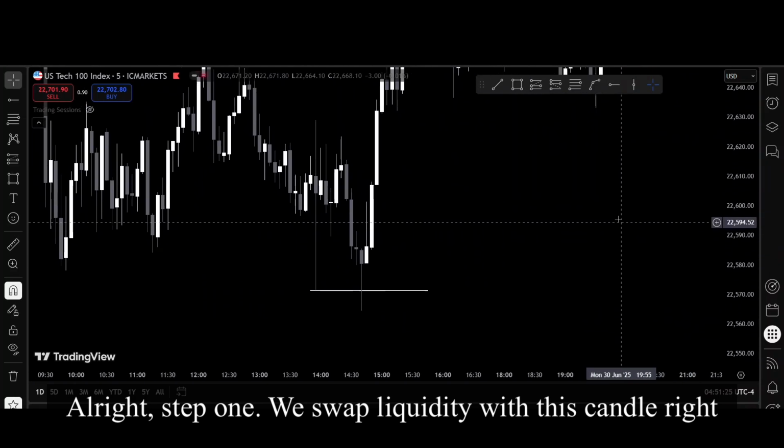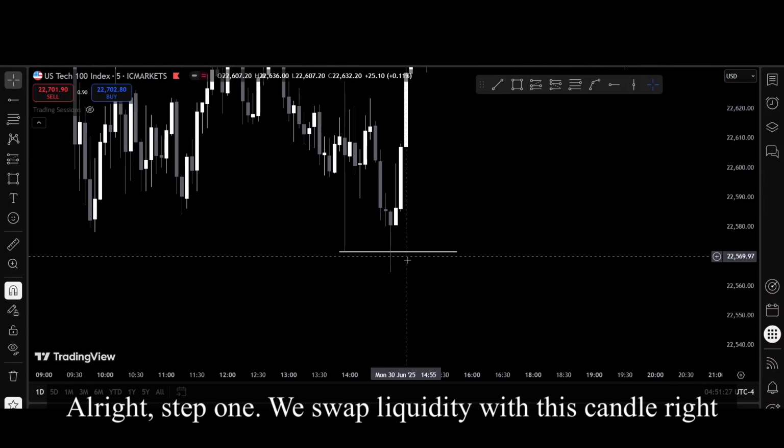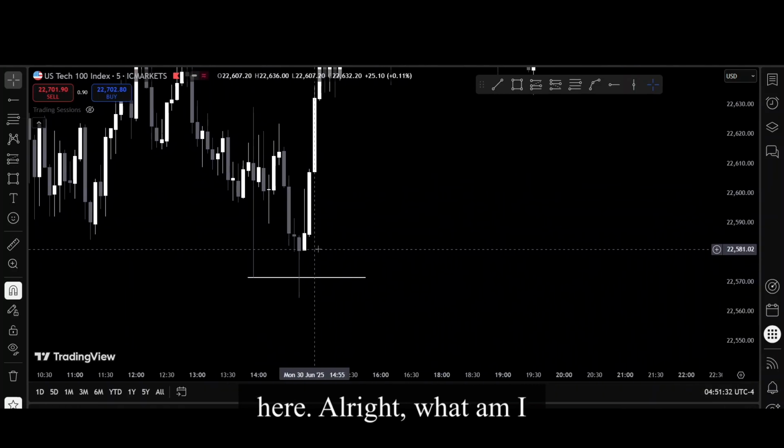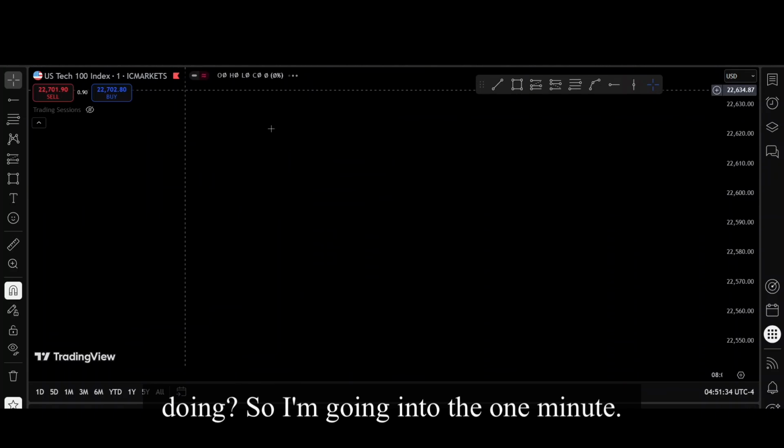Alright, step 1. We swept liquidity with this candle right here. Alright, what am I doing? Zooming into the 1 minute.